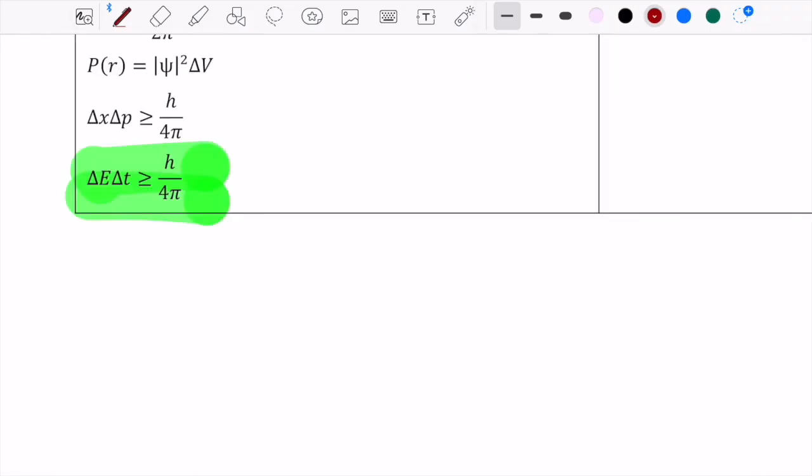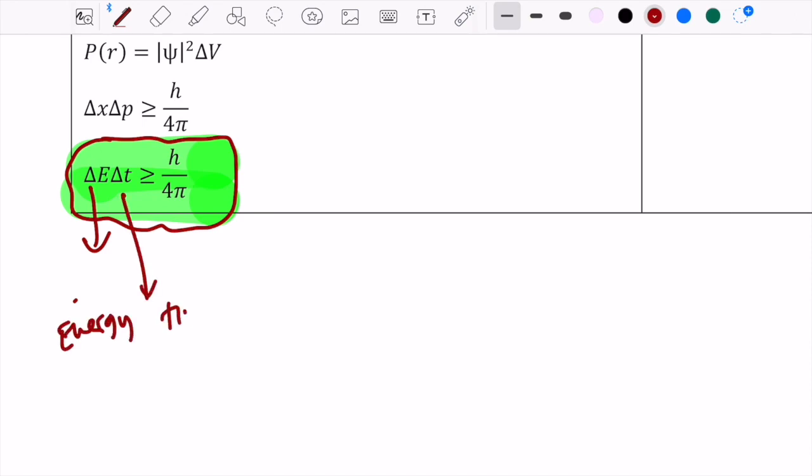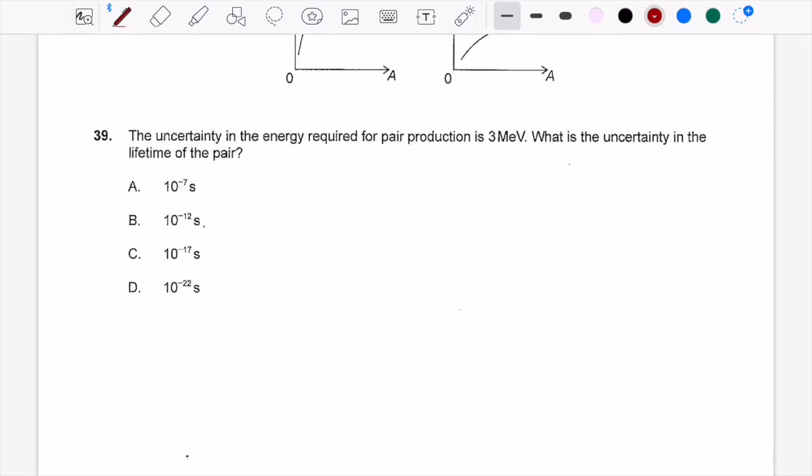You need to use the data booklet. Here the uncertainty principle about energy, or change of energy and time, is given here. This is Planck's constant. Alright, let's try to do the question.